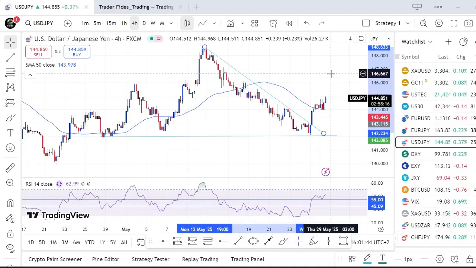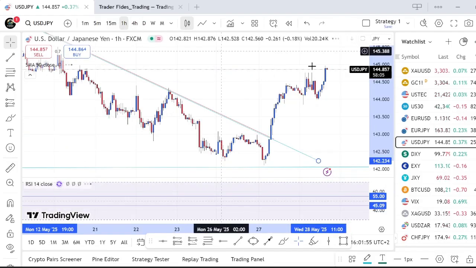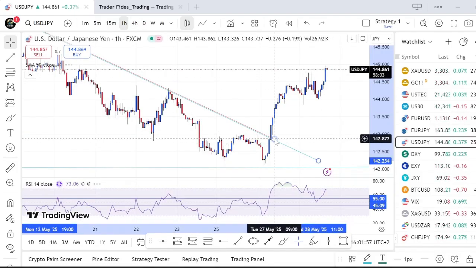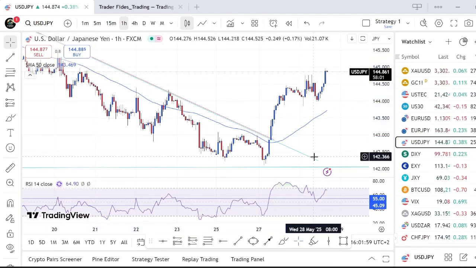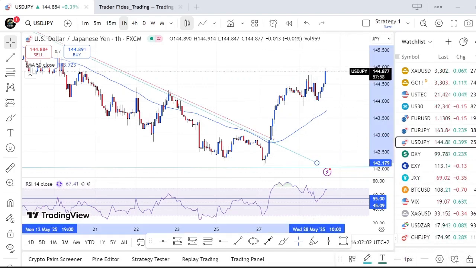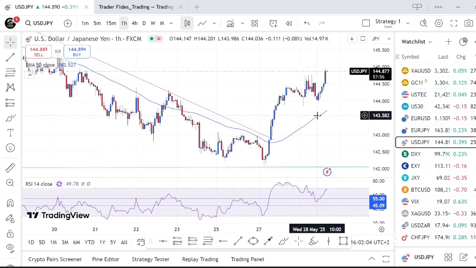USDJPY. Now, price has broken the previous lower high structure. It is trading above the 50 SMA, and we are in the bullish region of the RSI on the 4-hour. So I'm expecting further upside potential with this pair. Now, at the moment, price is pushing on an impulse move, and I do need some sort of retracement back within the sweet spot for me to capitalize on the opportunity.